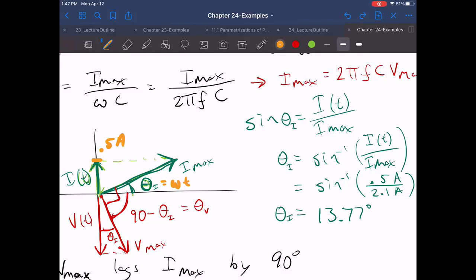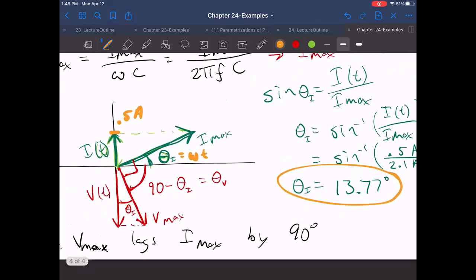I know that the current at that time is 0.5 amps. So I plug that in, divided by the maximum 2.1. So I just did the arc sine of 0.5 divided by 2.1. And that told me what the angle was for the current. You get that? Just did it geometrically.